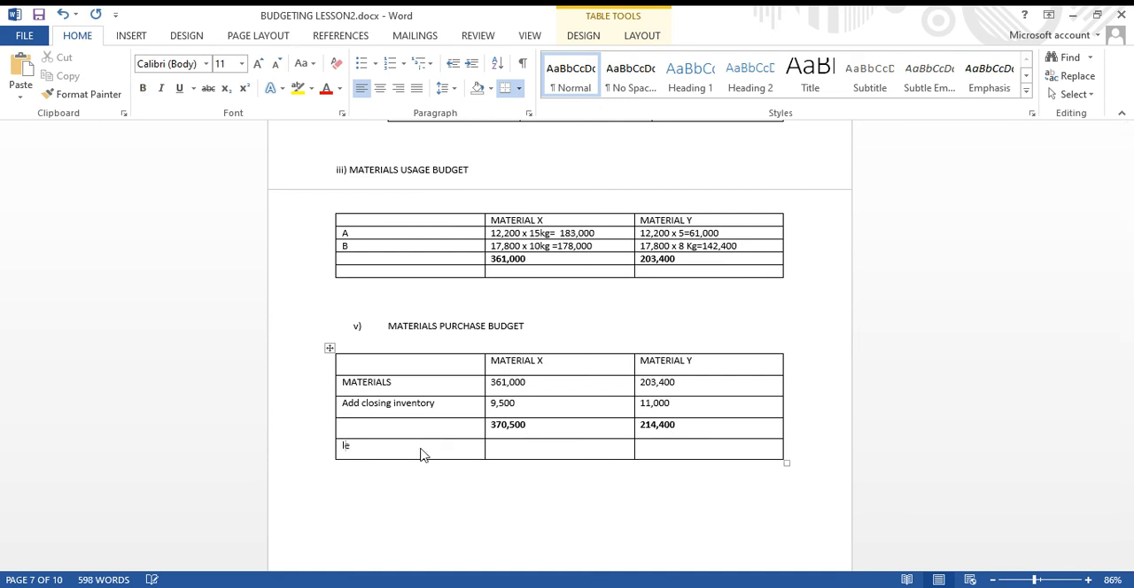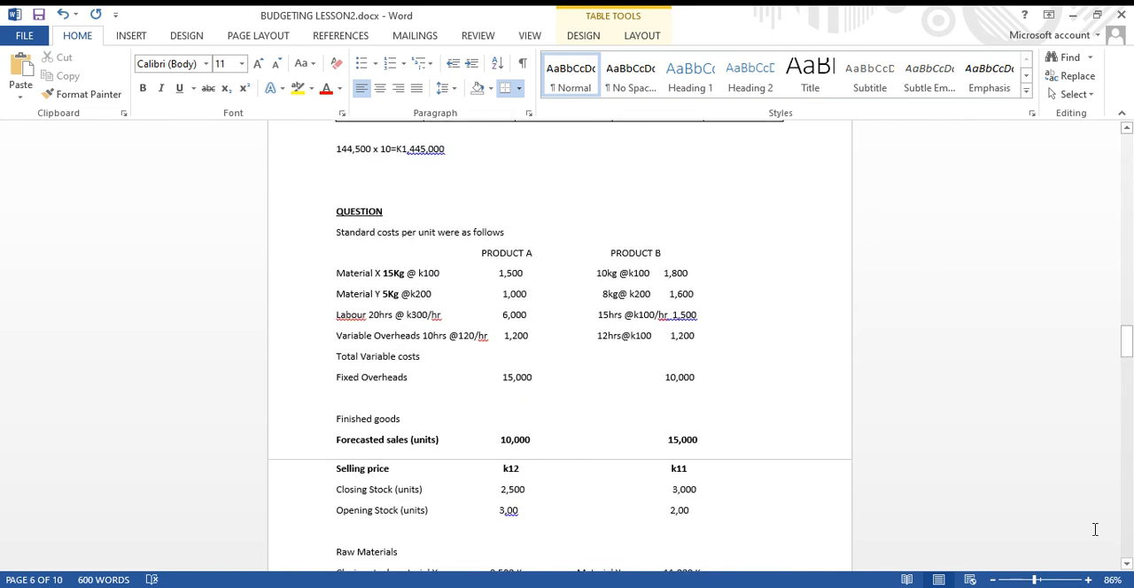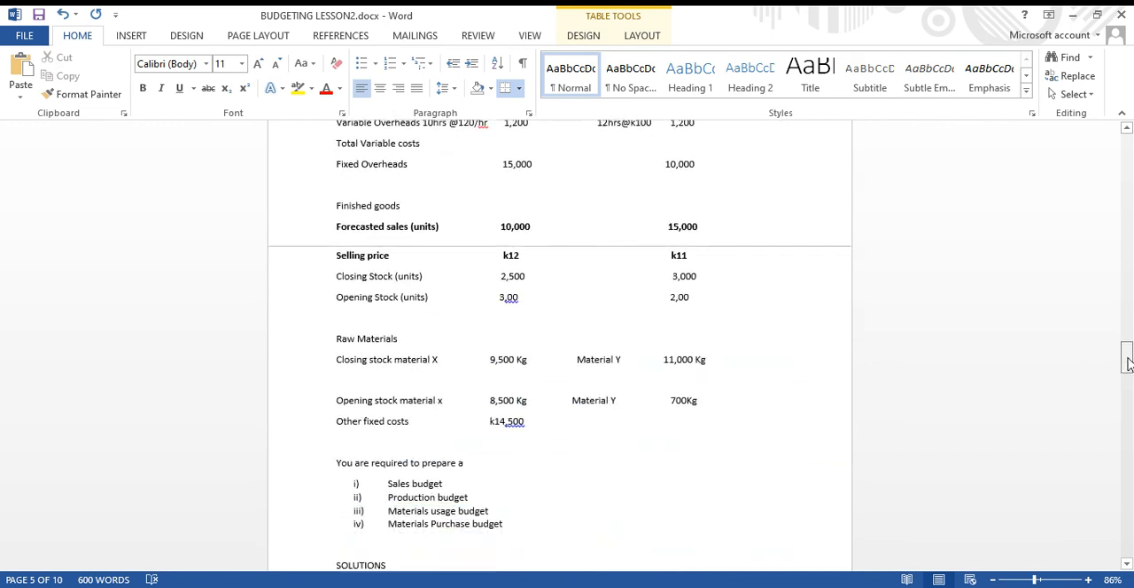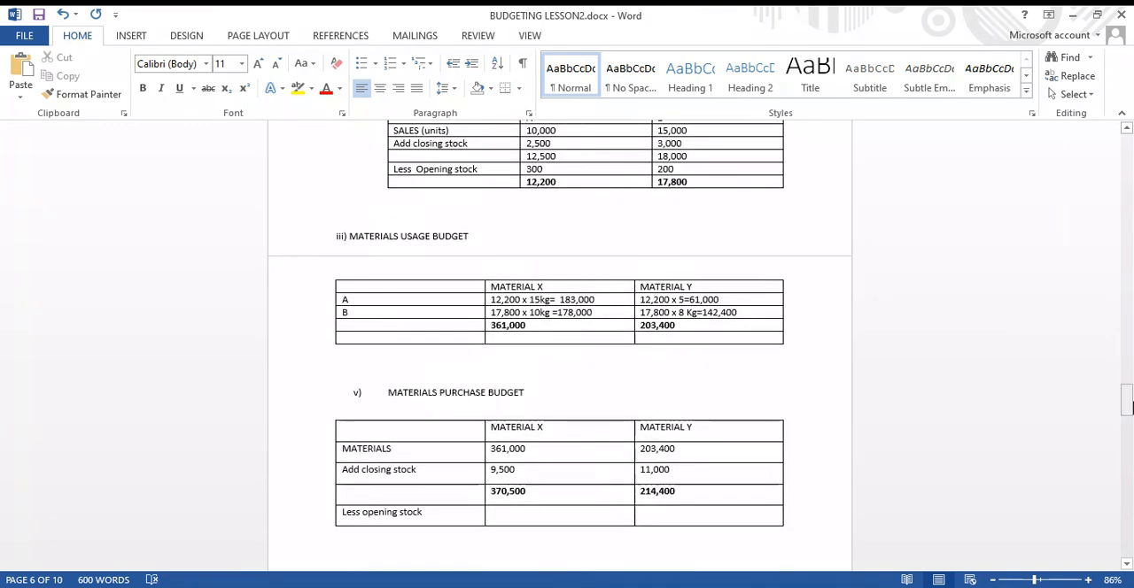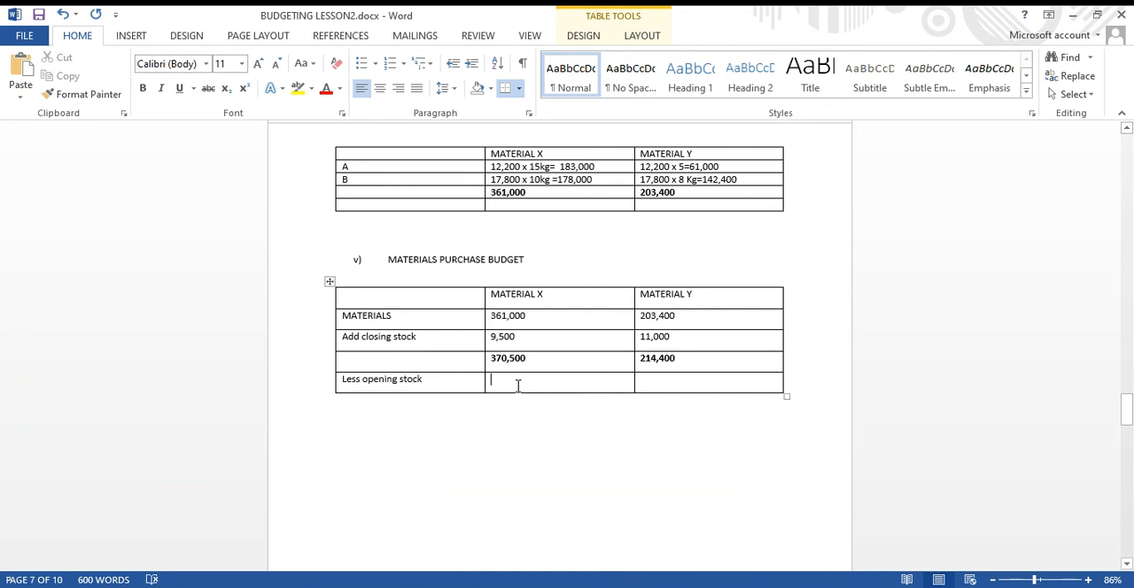Then we deduct our opening inventory, or opening stock. So let's find our opening stock for our materials. Material X opening stock 8,500, material Y 700 kg. So we have to see how much materials we have to purchase.